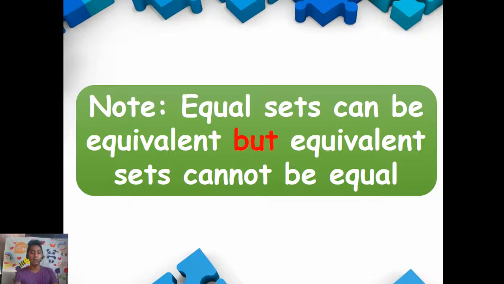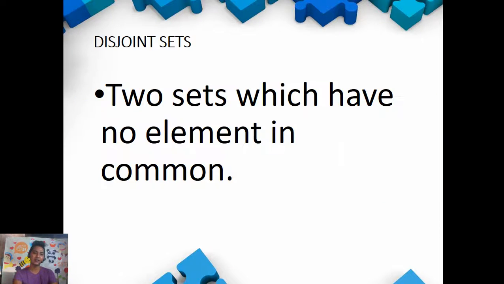Did you understand? But equivalent sets cannot always be equal. Why? Because it doesn't meet the one condition of equal sets, which is that it should have the same elements. Did I make myself clear? Okay, I hope so.